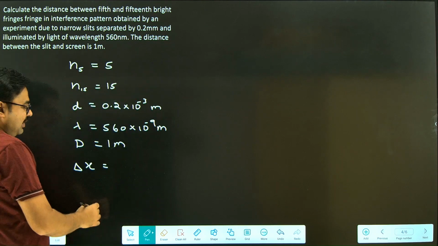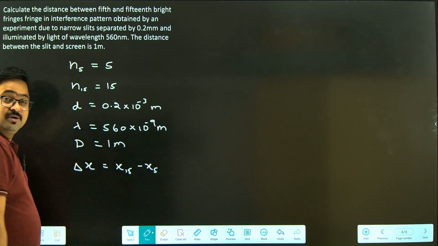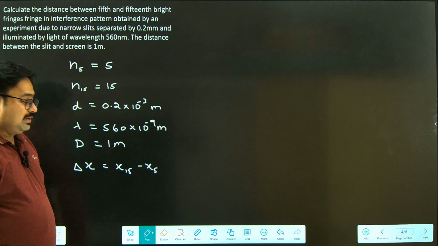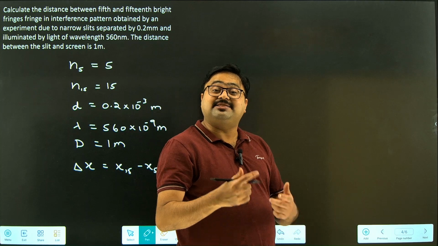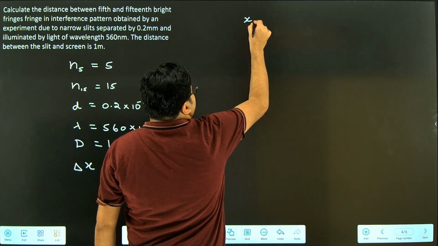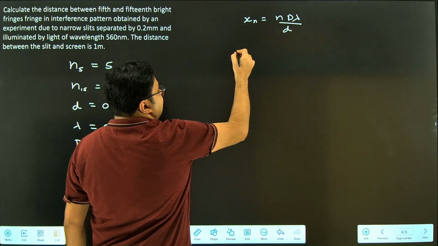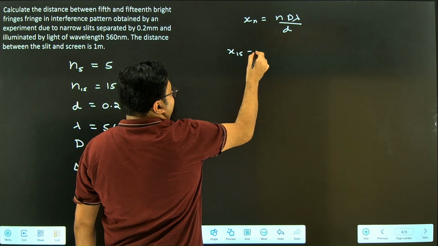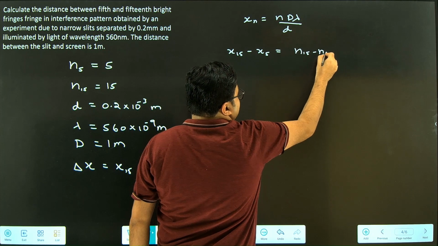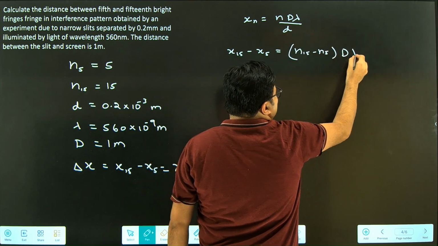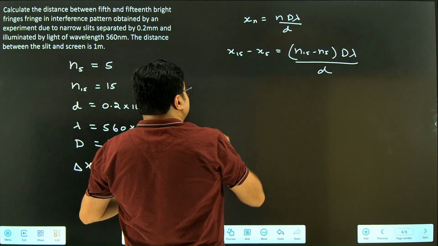So I'll just write that as delta x, and it is expressed as x15 minus x5, right? That's exactly what we've got to calculate. Now, xn is the distance to the nth bright fringe. And how do you calculate that? Distance to the nth bright fringe is n D lambda divided by small d. When that is the case, we have x15 minus x5 would become equal to n15 minus n5 multiplied by D lambda divided by d. All this x15 minus x5 is delta x. That's exactly what we've got to find.